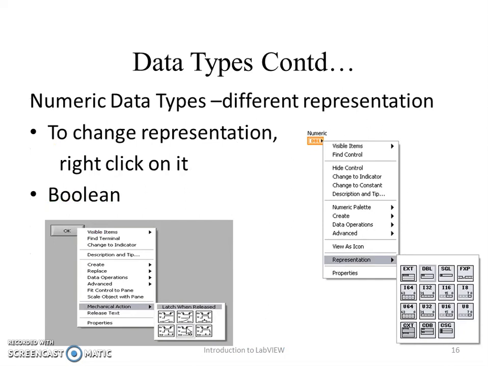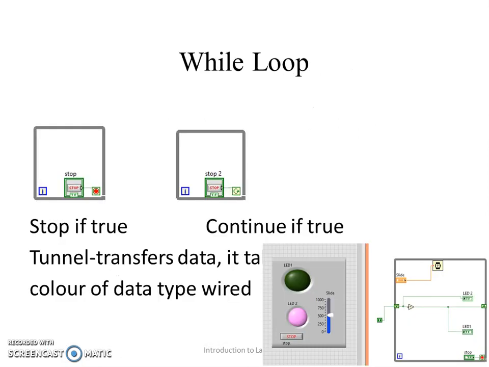Numeric data types, you can have different representations. When I take floating point, 32-bit, 64-bit, all those things are there. And in Boolean also I can have different switches, different mechanical actions, switch when released, latch when released, all those things. Go to the LabVIEW platform and see all these things.